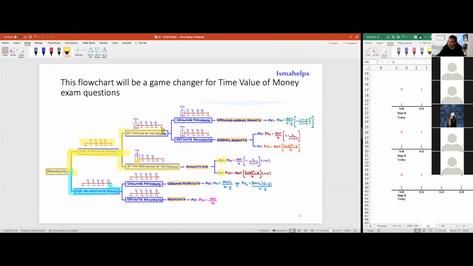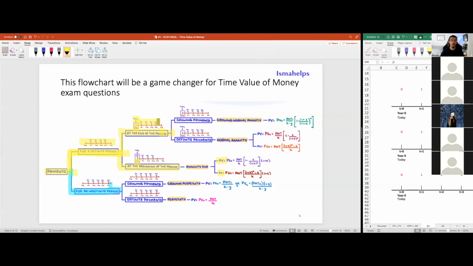On your exam, you would read the paper, and you'd see that they told us this is happening at the end of the period. So you know exactly where to go on the flowchart. You need to go right here, okay? And notice how at T0, we have nothing. The first payment is actually happening at T1, okay? Very important to know where to put your payments across your timeline, all right?